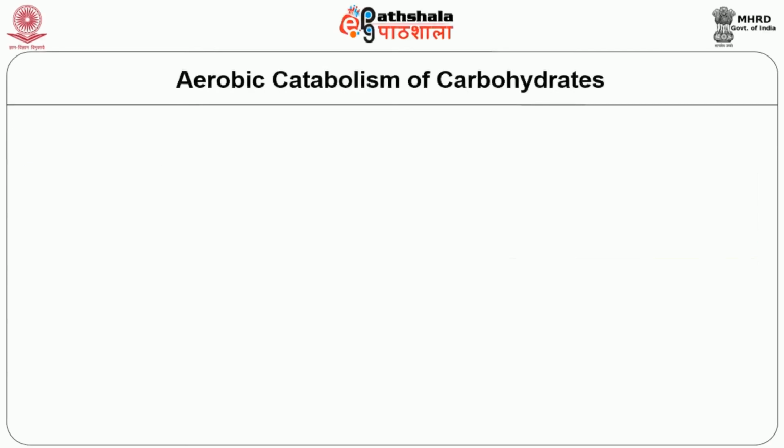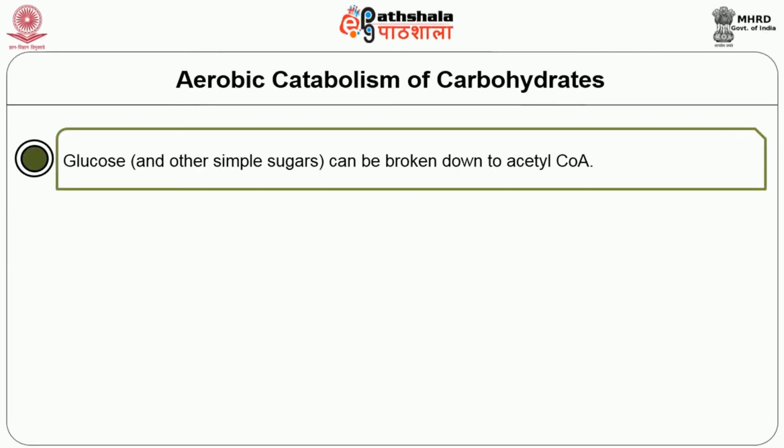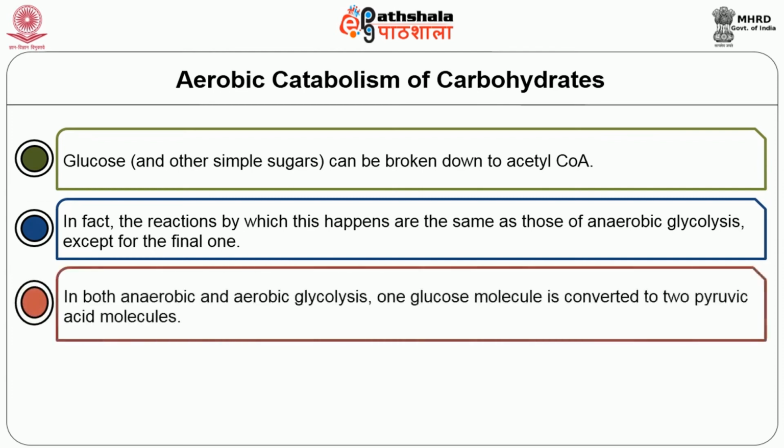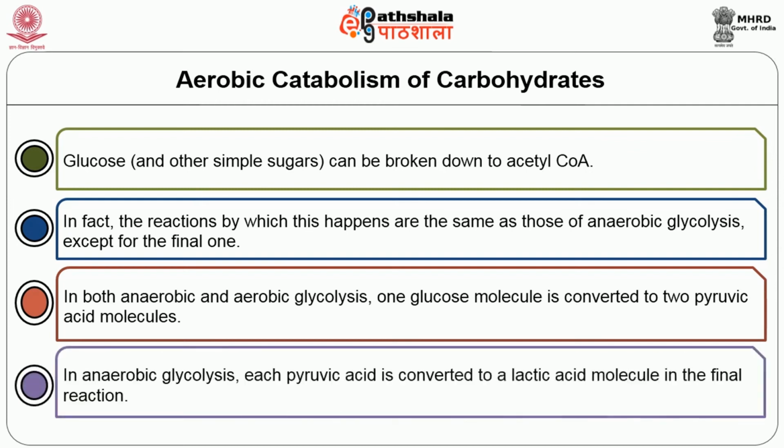Now we'll study aerobic catabolism of carbohydrates. Glucose can be broken down to acetyl-CoA. In fact, the reactions by which this happens are the same as those of anaerobic glycolysis, except for the final one. In both anaerobic and aerobic glycolysis, one glucose molecule is converted to 2 pyruvic acid molecules. Incidentally, biochemists don't like the term aerobic glycolysis, but physiologists often use this term.